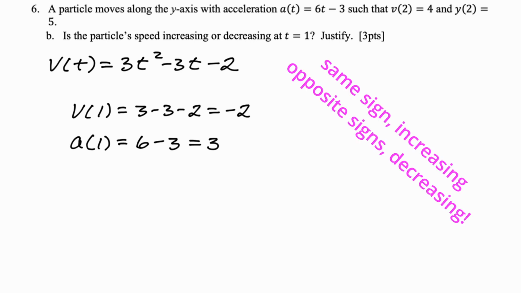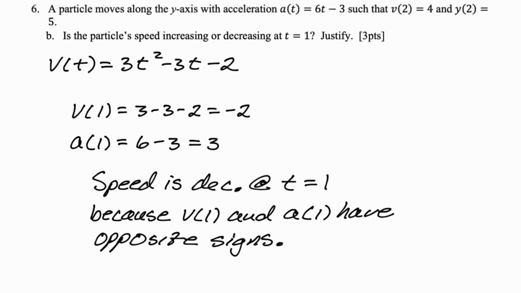So velocity and acceleration have opposite signs. Speed is definitely decreasing. So I'm going to say speed is decreasing at t equals 1, and then I will give a reason. It'll be v of 1 and a of 1, which I found, and I showed those values already. I think that's an important step. But v of 1 and a of 1 have opposite signs. All right, we got one more in this. So let's take a look.